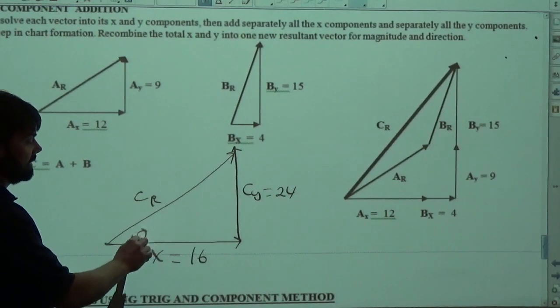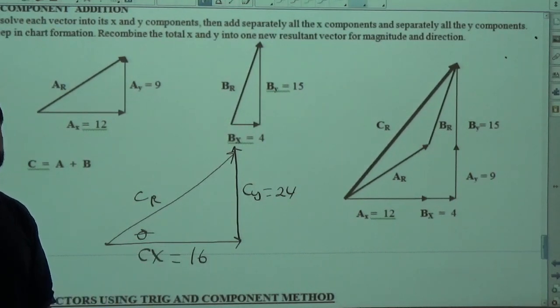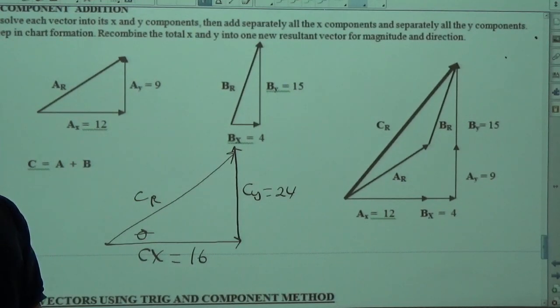If we wanted to find theta, or we wanted to find the magnitude of r, we could, because we have two sides. And if you have two sides or an angle and a side, you should be able to figure the rest of it out.